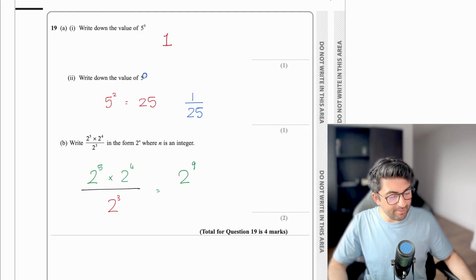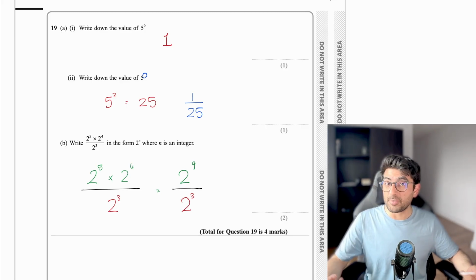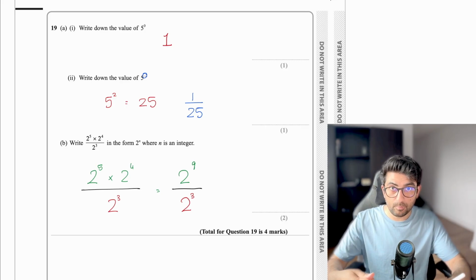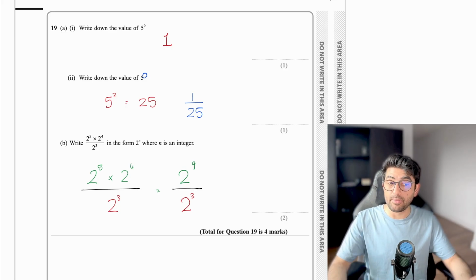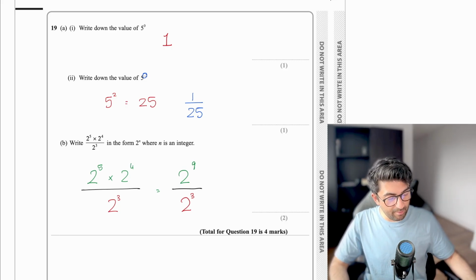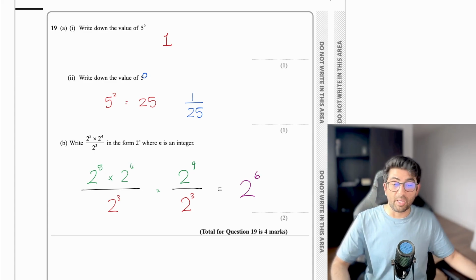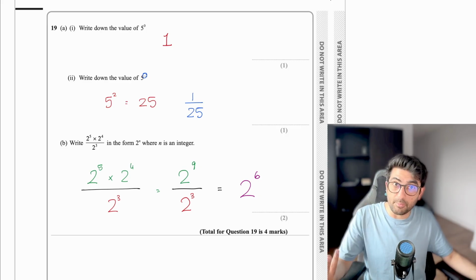Okay, now we have this divide. Remember, a fraction just means a divide. And when we're dividing, we do the opposite. So times was add them. Divide must be take away them. So this is the same as 2 to the power of 6. And there we are, we've got it. We've got 2 to the power of a number.